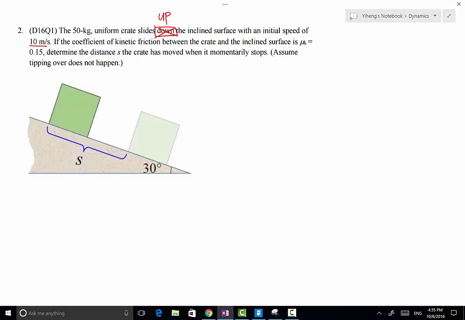However, after we have corrected that, now we acknowledge that the crate is sliding up with the initial speed of 10 meters per second, and we can actually solve this problem. So we need to determine the distance s the crate has moved when it momentarily stopped. Initially it's here. It has a speed of v1 equals 10 meters per second, and then at the second stage v2 equals 0.